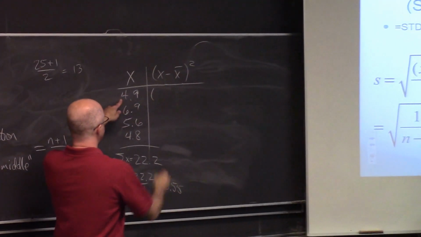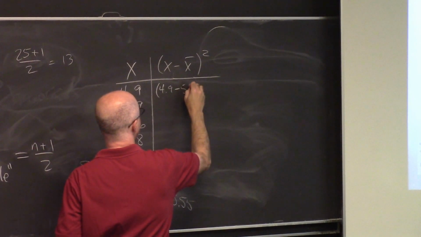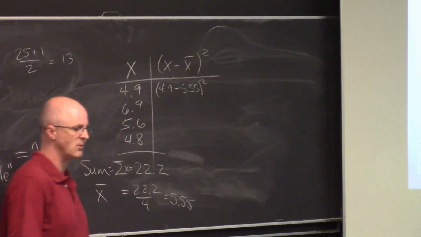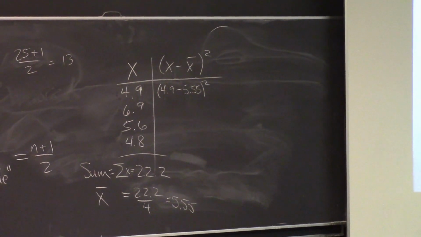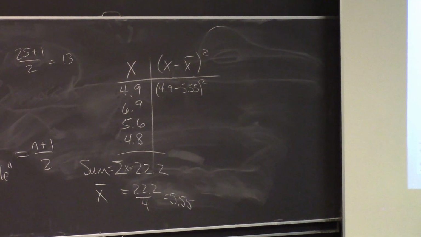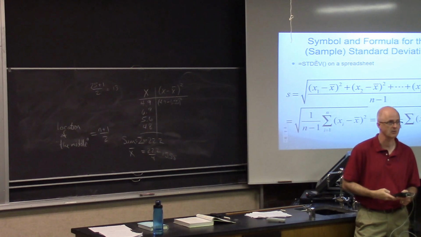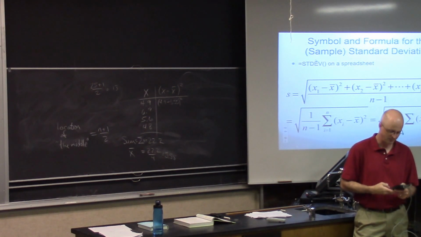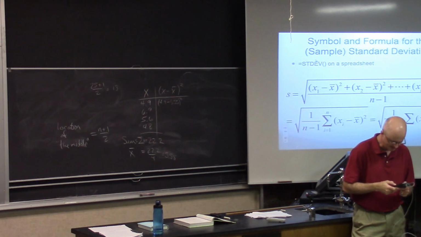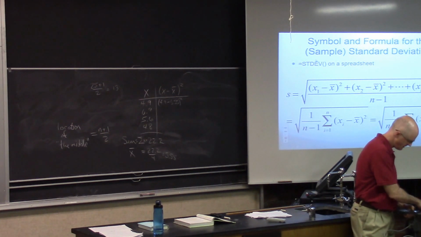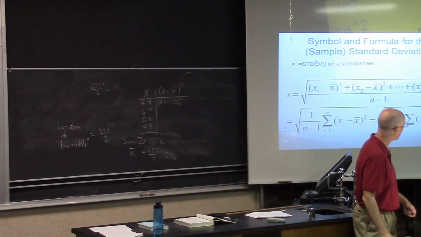So in the first case, the data value is 4.9. The mean again is 5.55. That difference is going to be negative 0.65. Square negative 0.65, you'll get a positive number a bit closer to 0. You know that, right? When you square a number between negative 1 and 1, it gets closer to 0. This calculator is not great. I get 0.4225, it looks like.